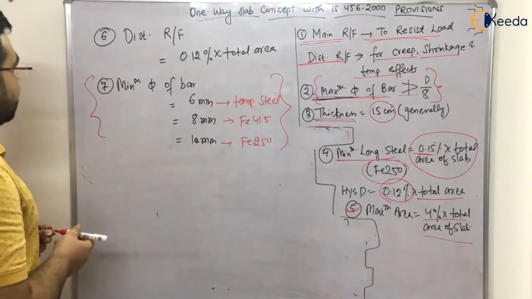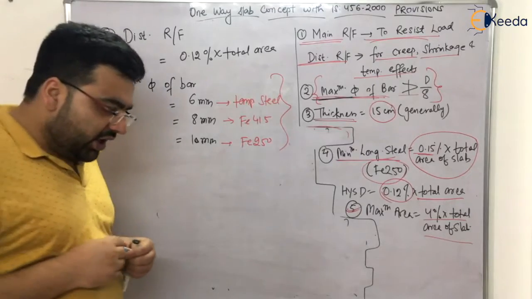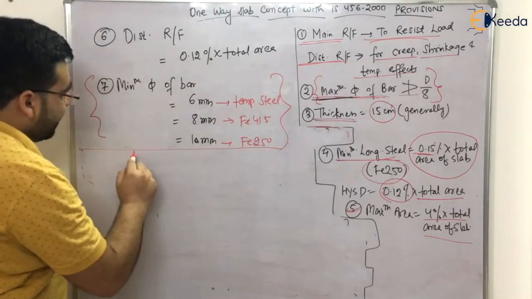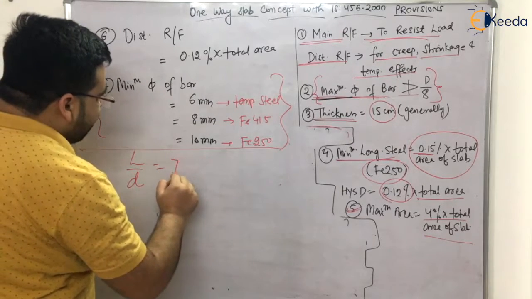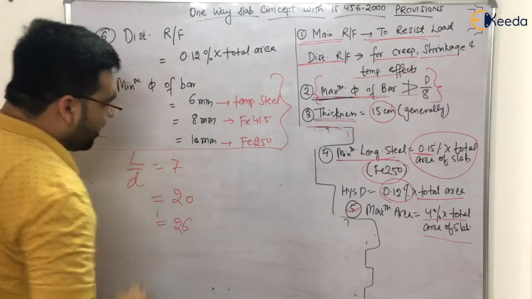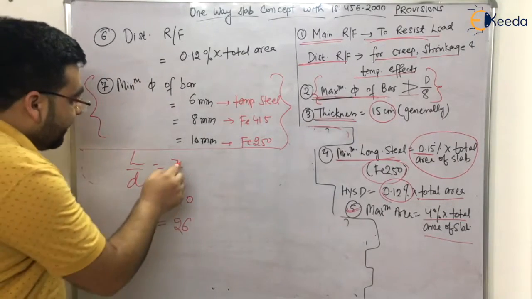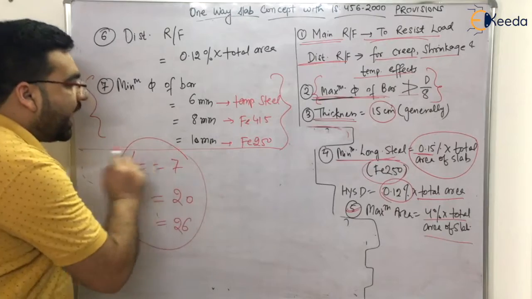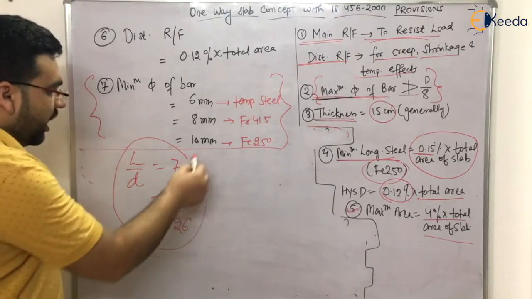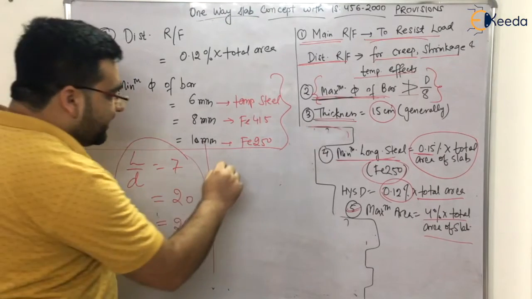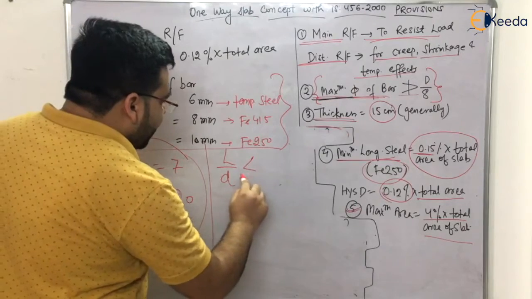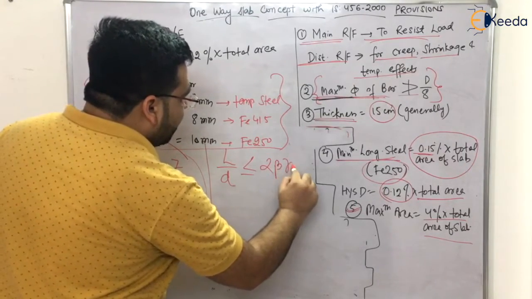Now the next thing is the deflection control in slabs. You know that in case of beams, I told you that the L by D ratio can either be 7 for cantilever, 20 for simply supported and 26 for continuous beams. Similarly, in case of slabs also, we have some deflection control parameters. The L upon D ratio should be less than or equal to alpha, beta, gamma, delta.